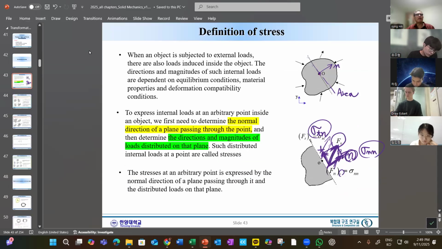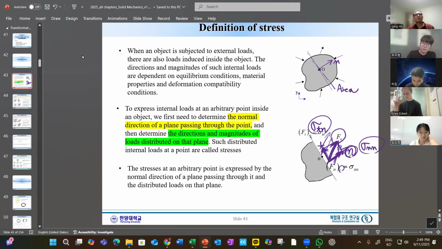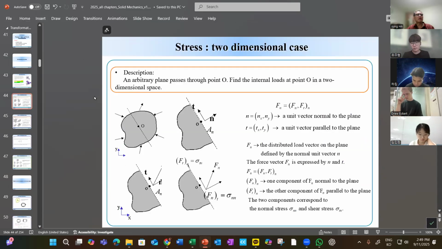Well, it could be a little bit confusing, but let's move to the next one. So stress, this is just a plain two-dimensional case. This is just a repeat of what we just defined. There's O, and we have an n vector. Why n vector? Because we want to cut.